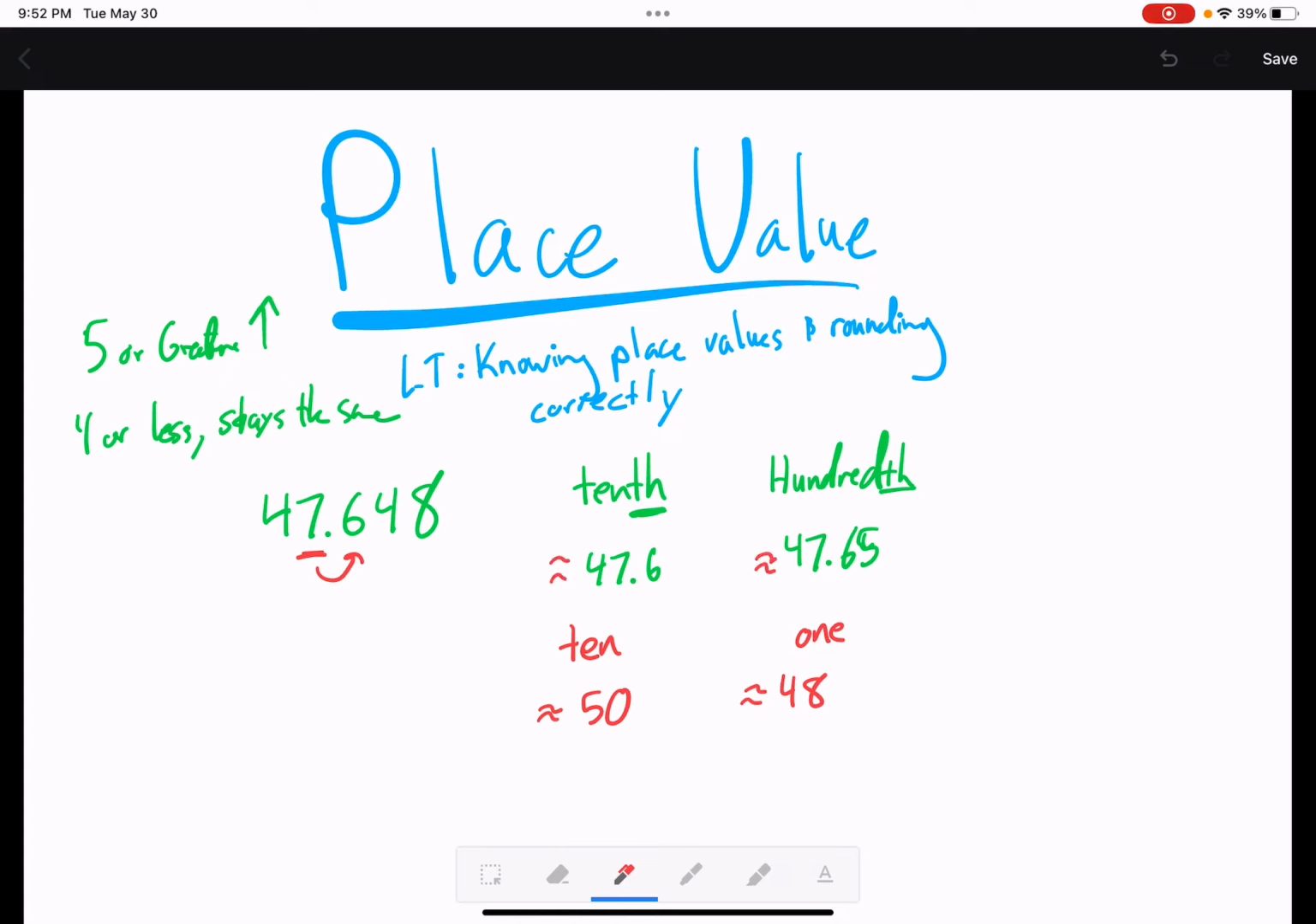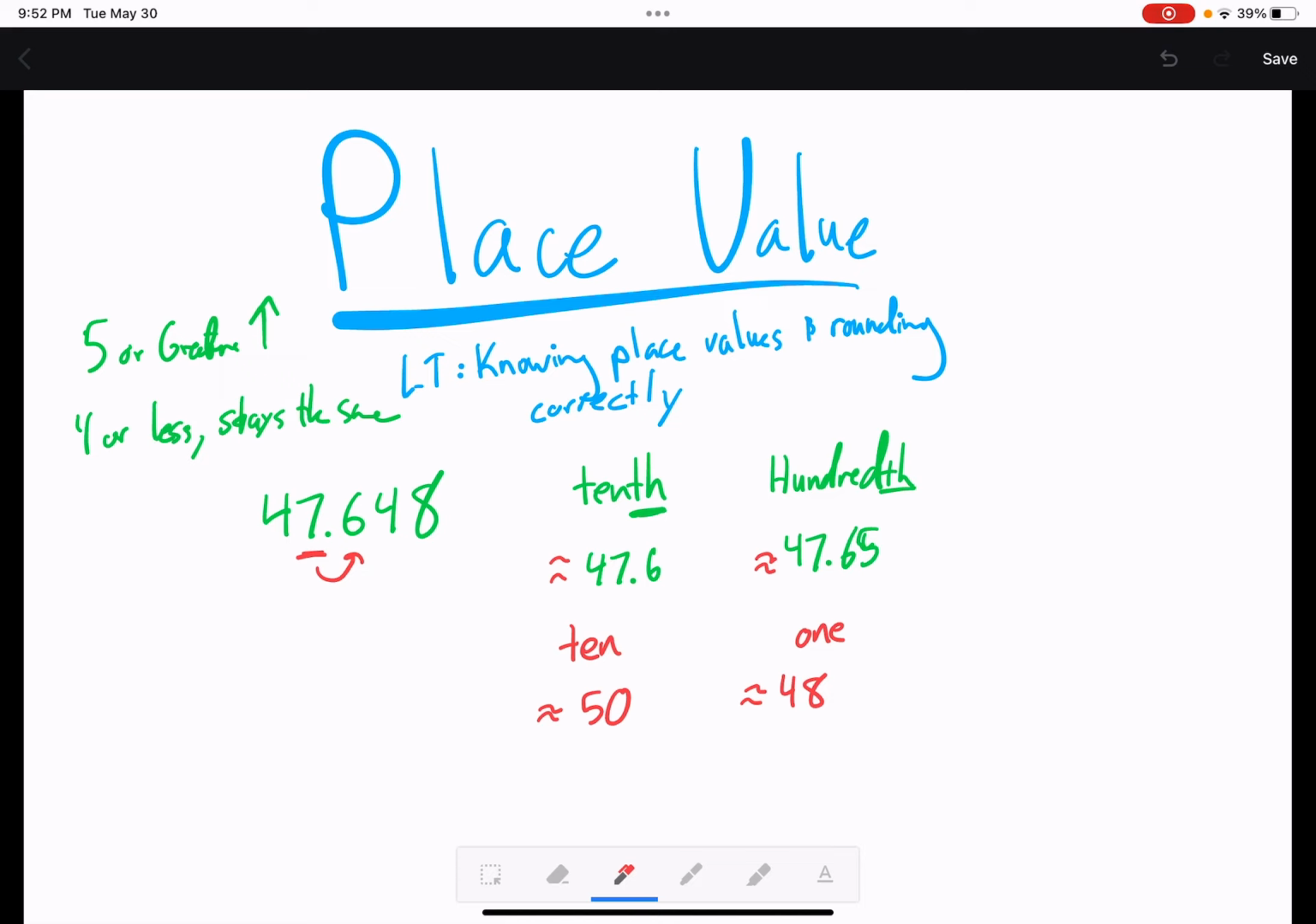And so these are 4 different ways I can round my one number. And then I use these squiggly equal signs to show that it's approximately the same value. I did round, so it's not exactly the same value, but it's close. It's either 47.6, 47.65, 50, or 48. And it's, again, all determined on the number after the spot I'm rounding to.